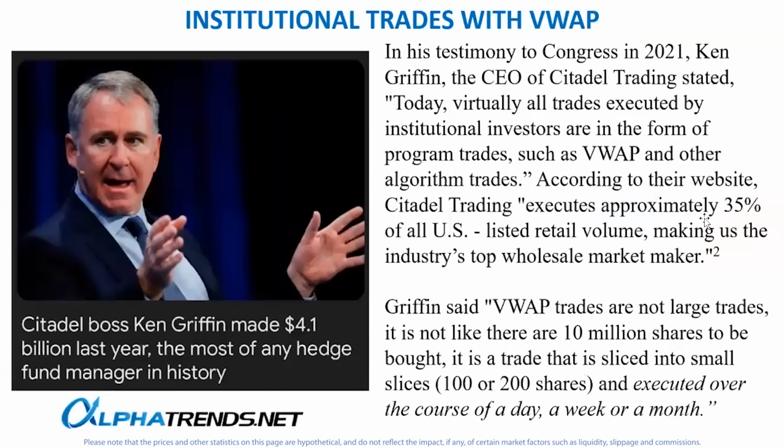This is maybe the most important slide on here. It looks boring. Ken Griffin, everyone knows who he is. Last year he made $4.1 billion, more than any fund manager ever. In 2021, when they were testifying about GameStop, he told Congress, virtually all trades today by institutional investors are in the form of program trades, such as VWAP and other algorithms.